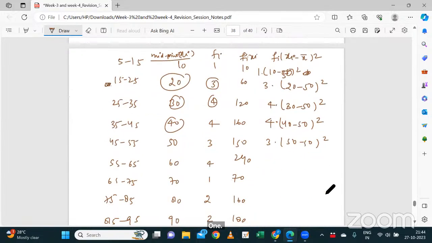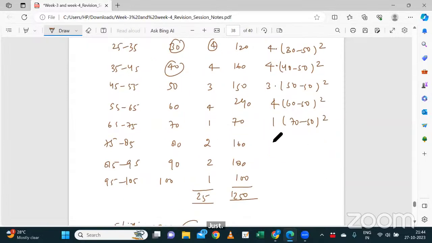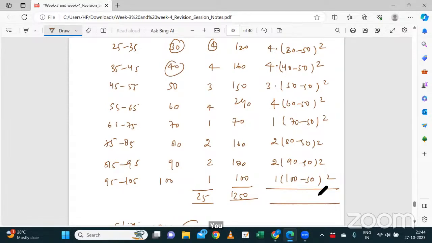Now this term will be 0. Then 4 into 60 minus 50, 1 into 70 minus 50, then 2 into 80 minus 50, 2 into 90 minus 50, 1 into 100 minus 50, whole square. And then we have to add all these values. Anyone got the correct? Basically, we have to add all these things. Just add it, you will get this answer.